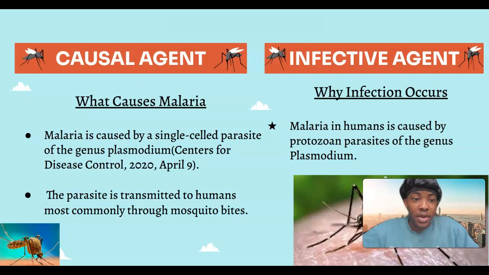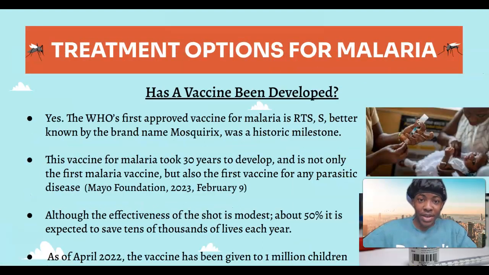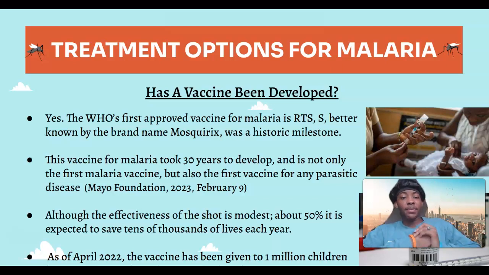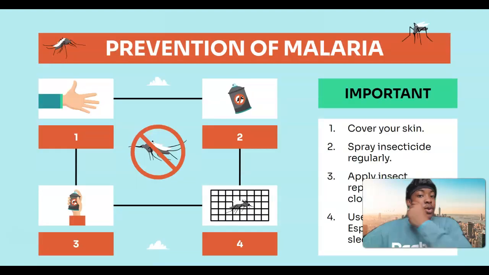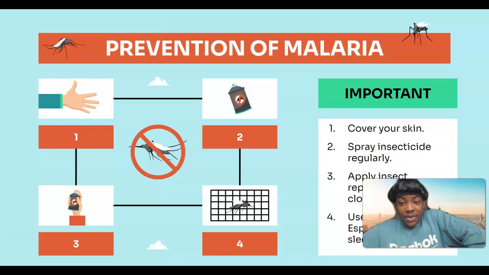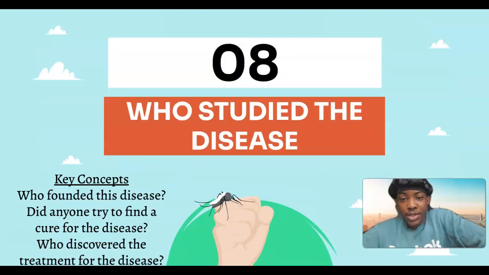So, treatment options for malaria. Has a vaccine been discovered? There is a vaccine in place. The vaccine is called RTS,S. It's been approved by the WHO. Some medications for malaria are Malarone, chloroquine, and obviously the vaccine. To prevent malaria, we should all cover our skin, spray insecticide regularly, and apply repellent to our clothes.